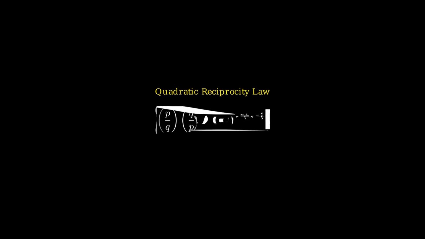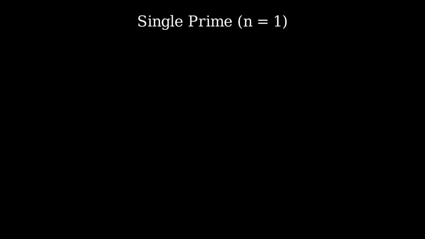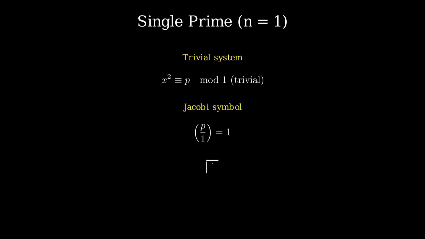What happens if we consider 3 primes or even more? Can quadratic reciprocity extend to larger systems? Let's find out. Starting simple, with 1 prime p, the system becomes trivial. x squared is congruent to p modulo 1. And the Jacobi symbol p over 1 equals 1. Not too exciting yet. With 2 primes, we recover our earlier structure.